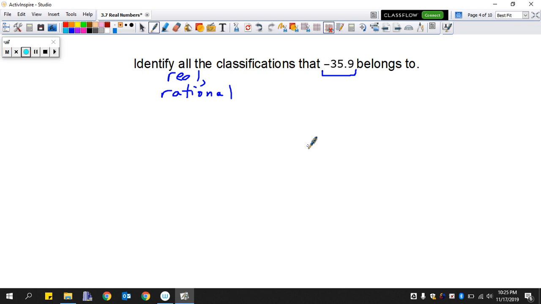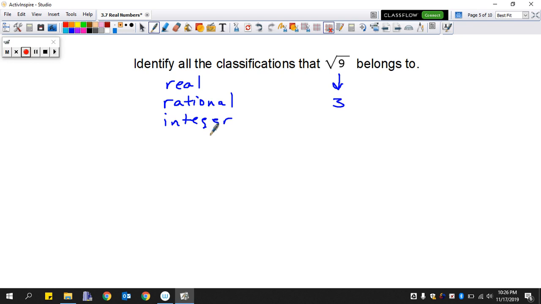Okay, and once you find a classification it doesn't belong to, then you can stop because it doesn't belong to any smaller ones. All right, square root of 9. Well, if you take the square root of 9, square root of 9 is 3. So that's a real number. Okay, it's a rational number. It's an integer. It's a whole number, and it is a counting number or a natural number. So this includes all of the different classifications.